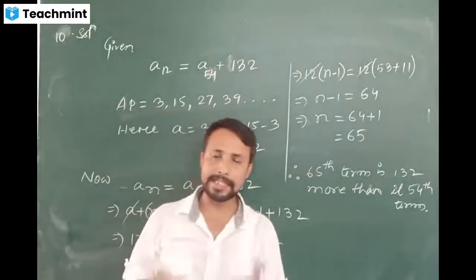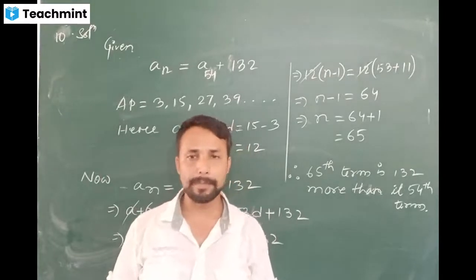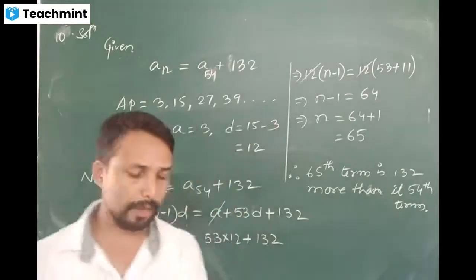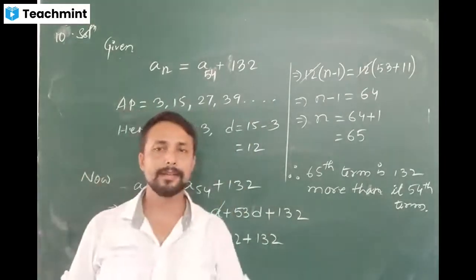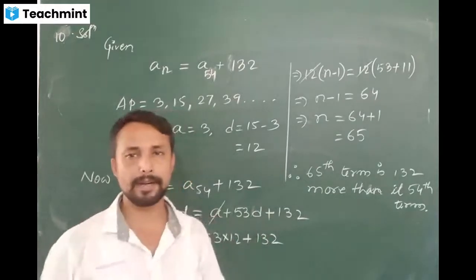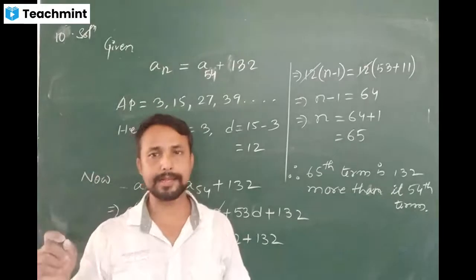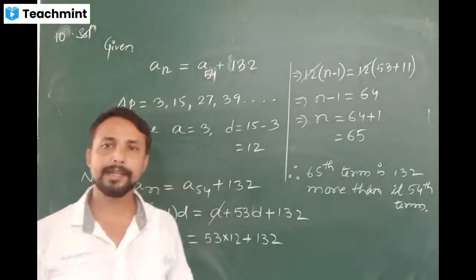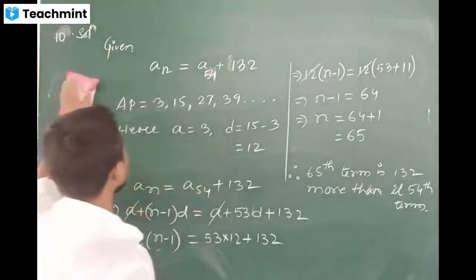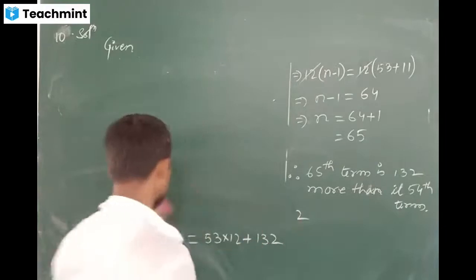How many 3-digit numbers are there which are divisible by 7? First of all, we must know the lowest 3-digit number that can be divisible by 7, and the highest 3-digit number that can be divisible by 7. These two things we must know first.